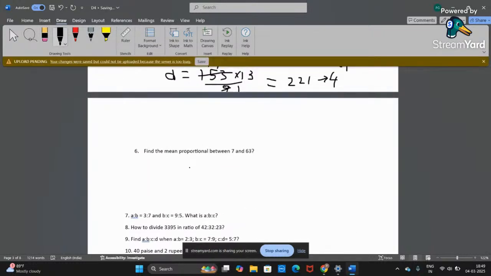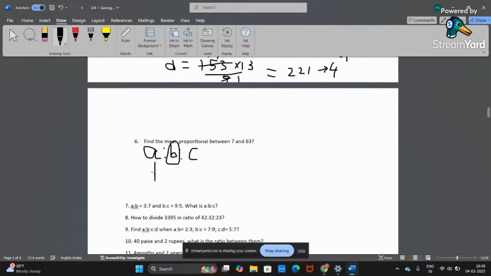Like the previous sum, again what you have to do? In this question there are three proportions, right? So in this we have to find the mean. This value is 7 and this value is 63. A is to B is to C, we can write it as A is to B proportion equates to B is to C. Here we are finding the B value.